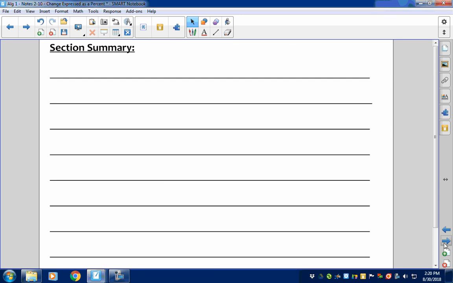All right, so that's it. Section summary, what do you think here? Percent increase, percent decrease? Have you ever seen this in real life? Stocks is one. If you go down the list of stocks, you'll see positives and negatives. They do percent change, all this stuff.